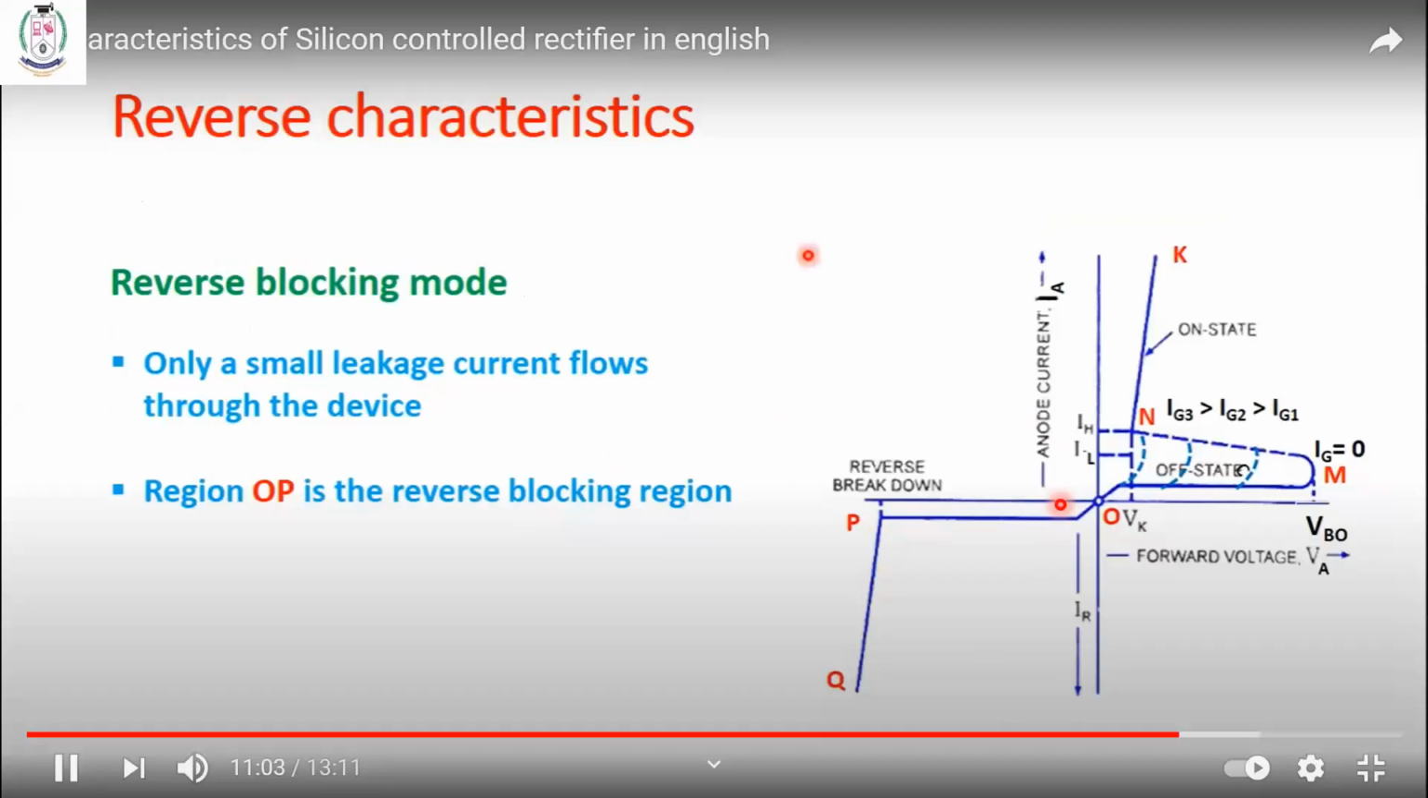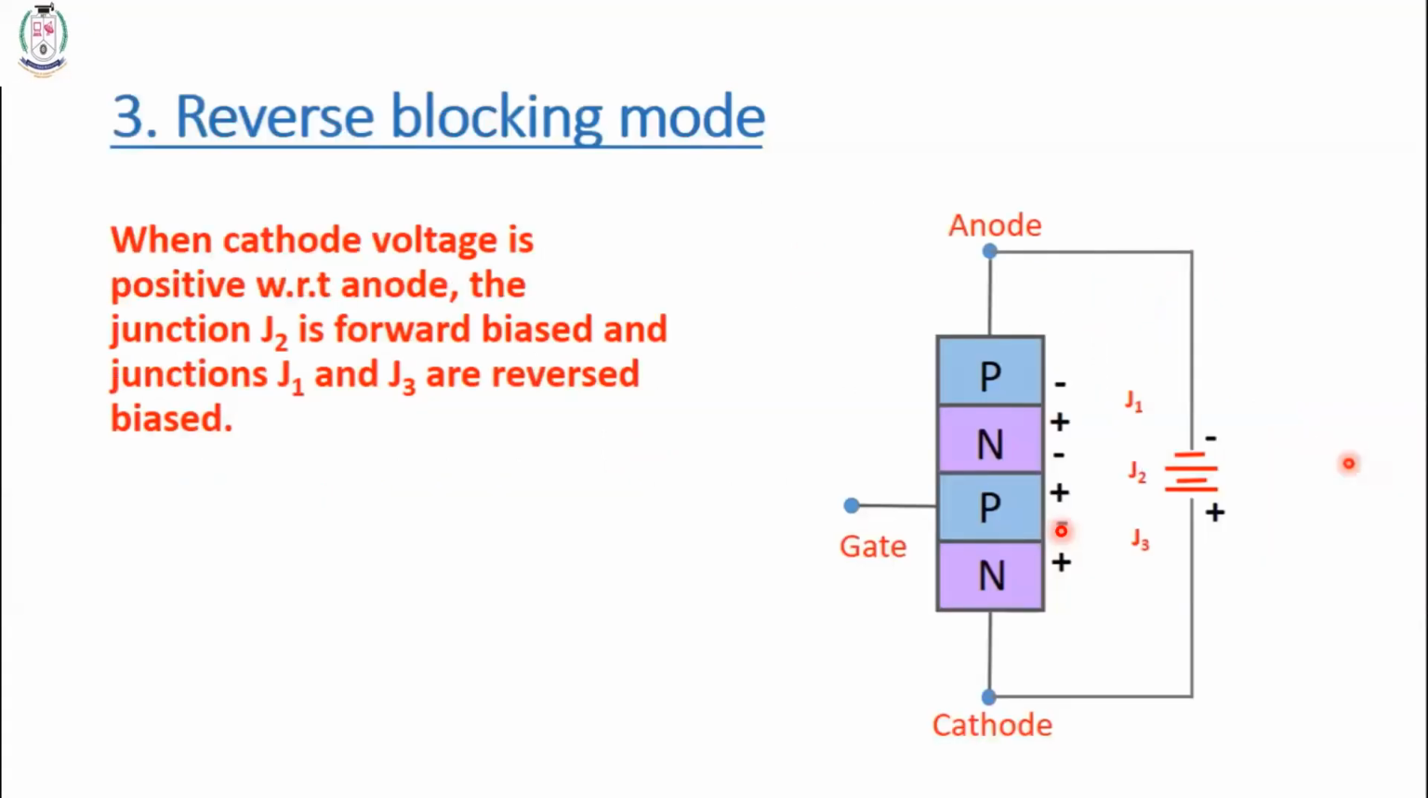So you just see this here. I'm going to explain. I think you have understood these modes of operation, and for this mode you just kindly listen. So what we are doing, we are applying the negative voltage to the anode and the positive voltage to the cathode. By applying that, what happens? The J1 junction and J3 junction are reverse biased, and the J2 junction is forward biased.